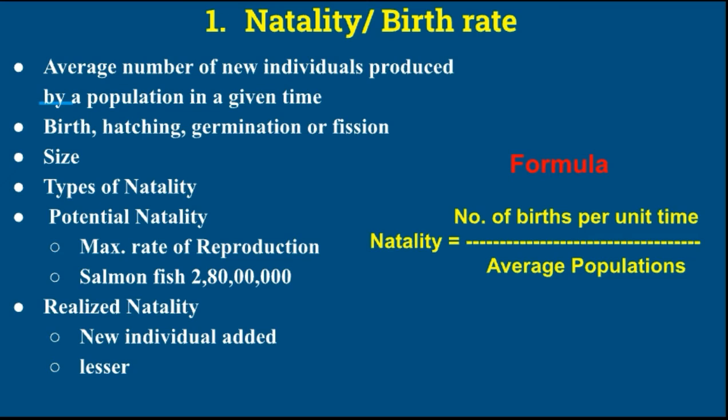What is meant by natality and birth rate? The average number of new individuals produced by a population in a given time is called natality. Natality is due to birth, hatching, germination, or fission. And we know very well that the size of a population increases because of natality.